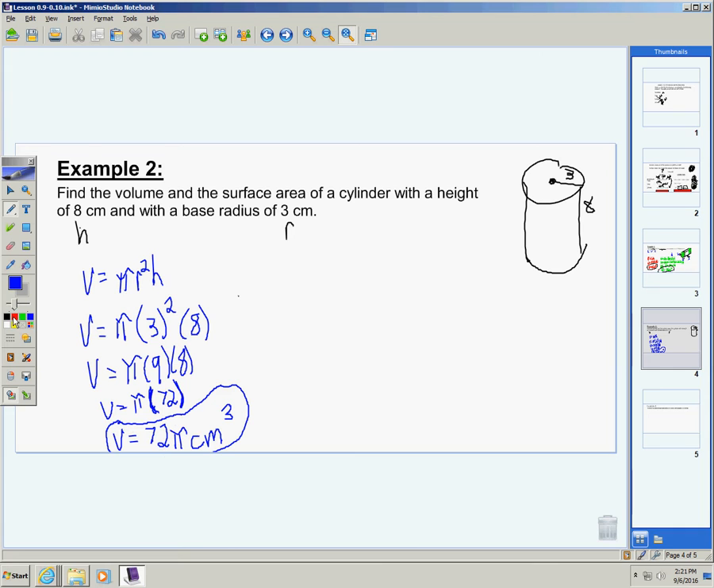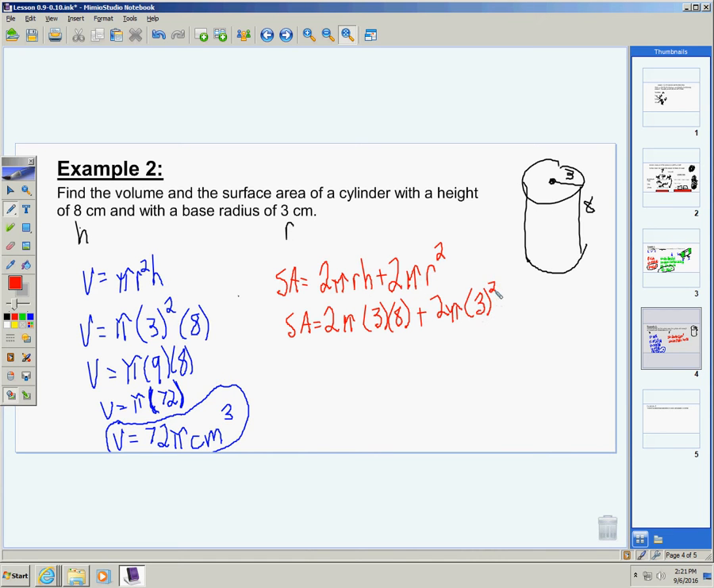Now we're going to look at surface area. This is the one that I said was kind of messy because it is 2 times pi times the radius times the height plus 2 times pi times the radius squared. However, just plug in for your variables and it's not so bad. Surface area equals 2 times pi times my radius of 3 times my height of 8. Remember putting parentheses around what I plug in, plus 2 pi times my radius of 3 squared.